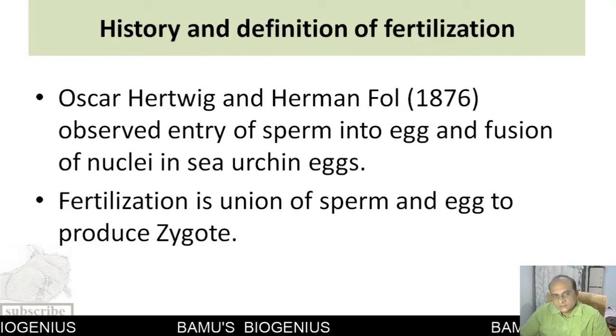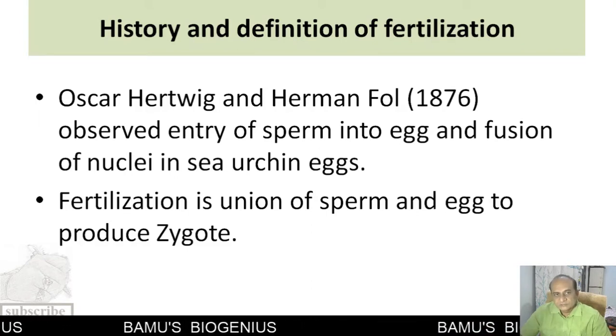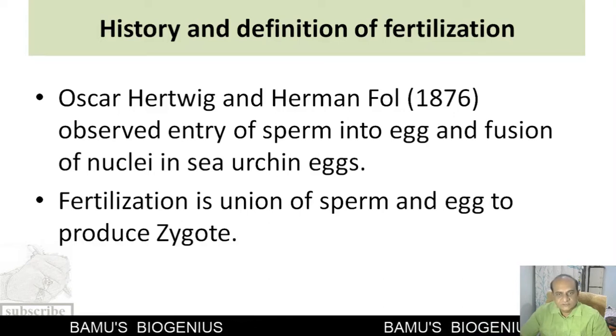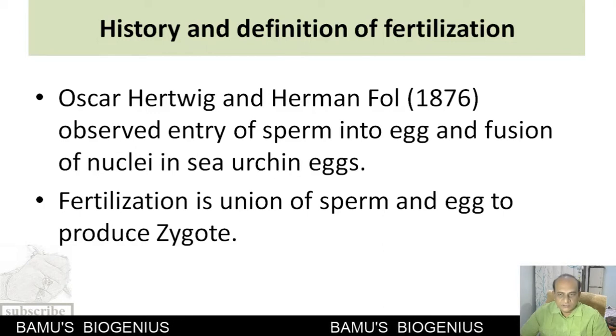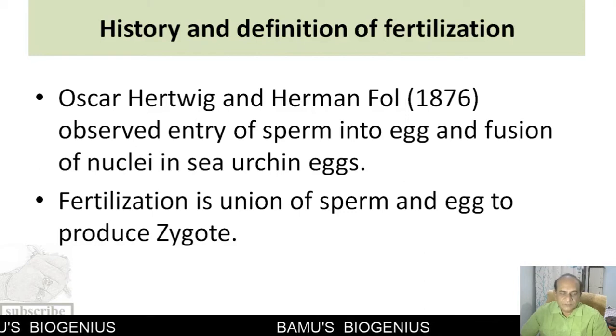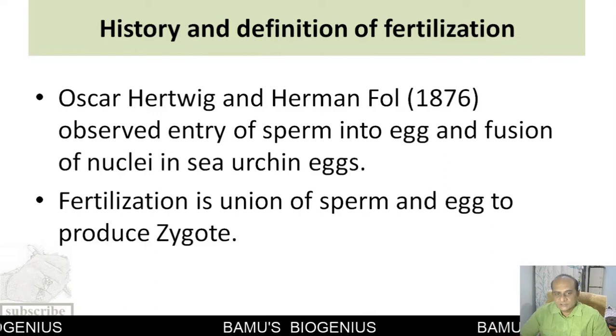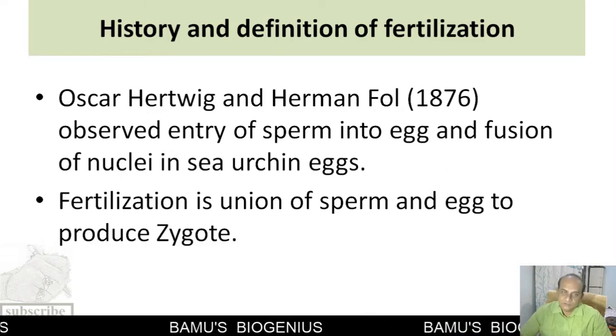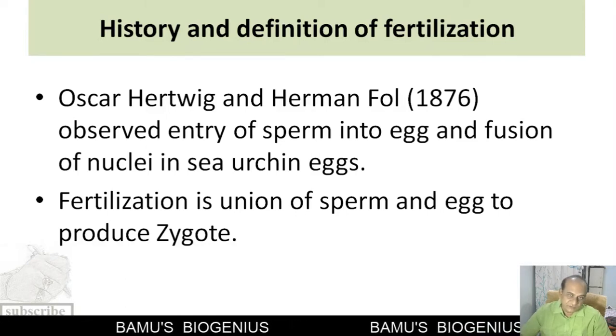As far as the history of fertilization is concerned, Oscar Hertwig and Hermann Fol were the first scientists who observed the entry of a sperm into the egg and fusion of nuclei in sea urchin eggs. This happened in 1876. So fertilization is the union of a sperm and egg to produce a zygote. This is the shortest definition of fertilization.